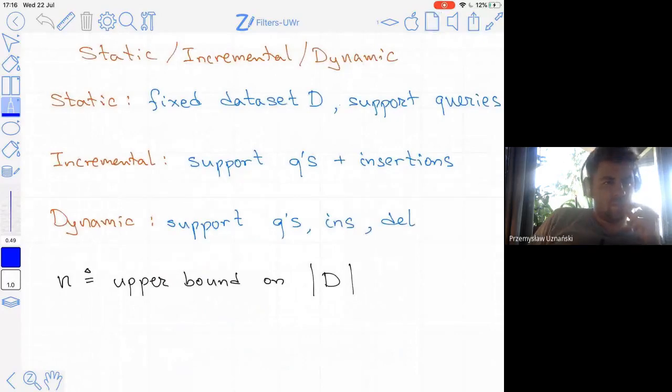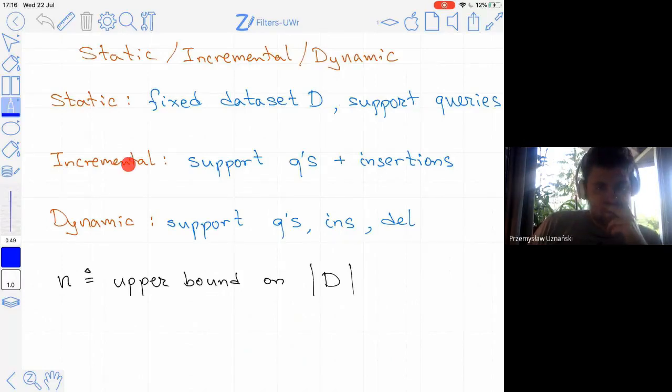I want to talk about three models or three settings. One is called the static one, the incremental one, and the dynamic one. In the static case, you have a fixed data set, and basically all you want to do is support queries. In the incremental setting, you want to support queries and insertions. And in the dynamic setting, you want to support queries, insertions, and deletions. Now, we will use this parameter n to denote an upper bound on the cardinality of our data set. Okay?